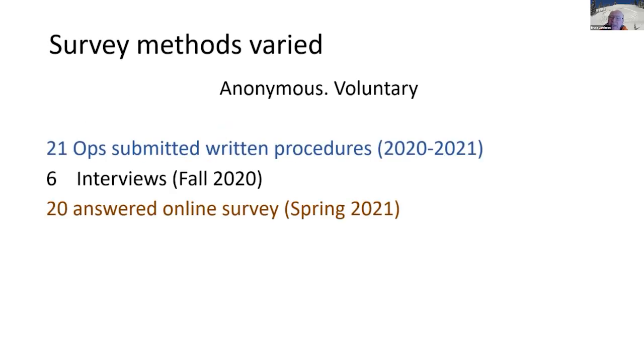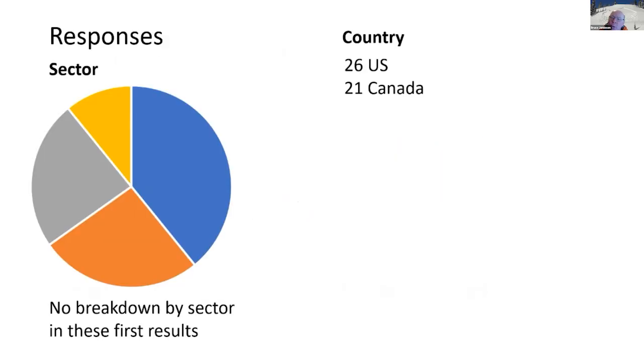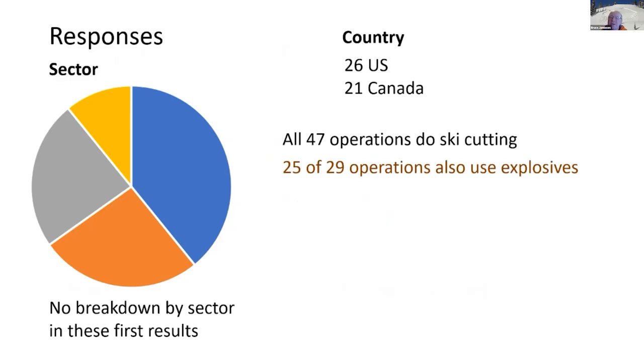The surveyed methods varied. We gathered practices. 21 operations submitted written practices. We did 6 interviews with operations managers, and there were 20 responses from an online survey. So we received 26 responses from US ski areas and 21 from Canadian operations. All 47 operations do ski cutting. 25 of the 29 operations also made it clear that they use explosives.